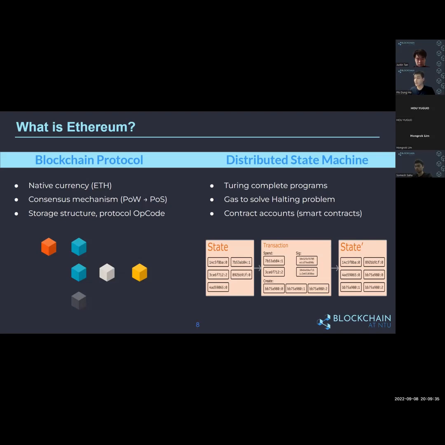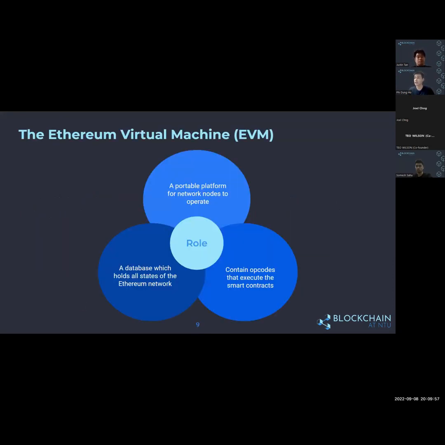The example figure you can see here is transactions. These transactions make up new accounts, move balances between accounts, and move the whole blockchain to a new state. So after all, Ethereum is a distributed state machine, and we'll go into this concept further.